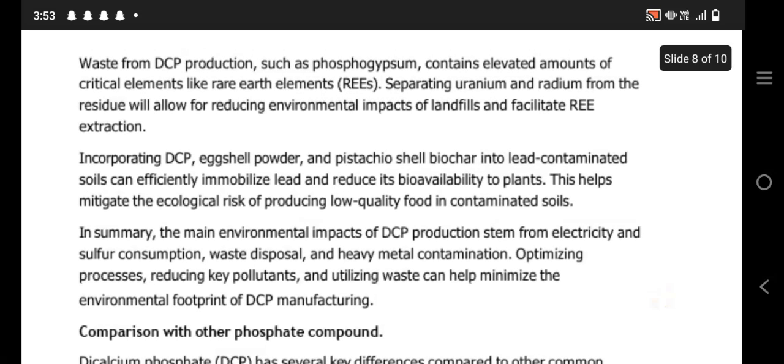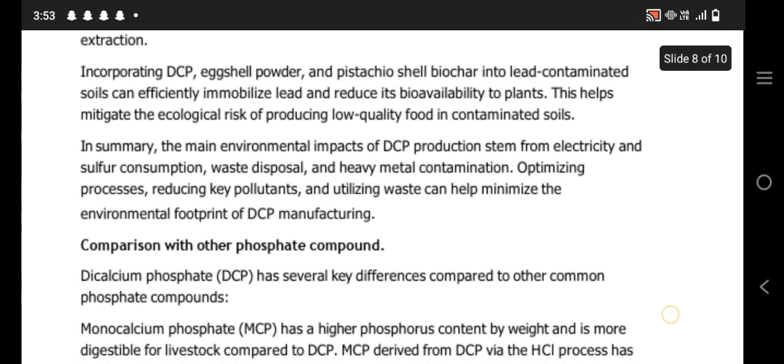In summary, the main environmental impacts of dicalcium phosphate production stem from electricity and sulfur consumption, waste disposal, and heavy metal contamination. Optimizing processes, reducing key pollutants, and utilizing waste can help minimize the environmental footprint of dicalcium phosphate manufacturing.